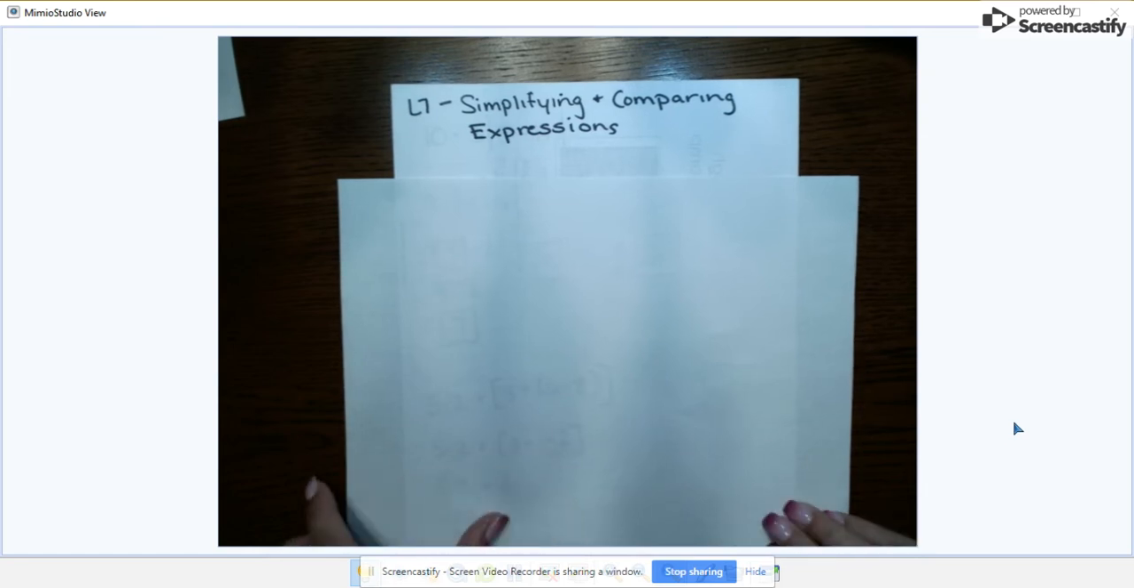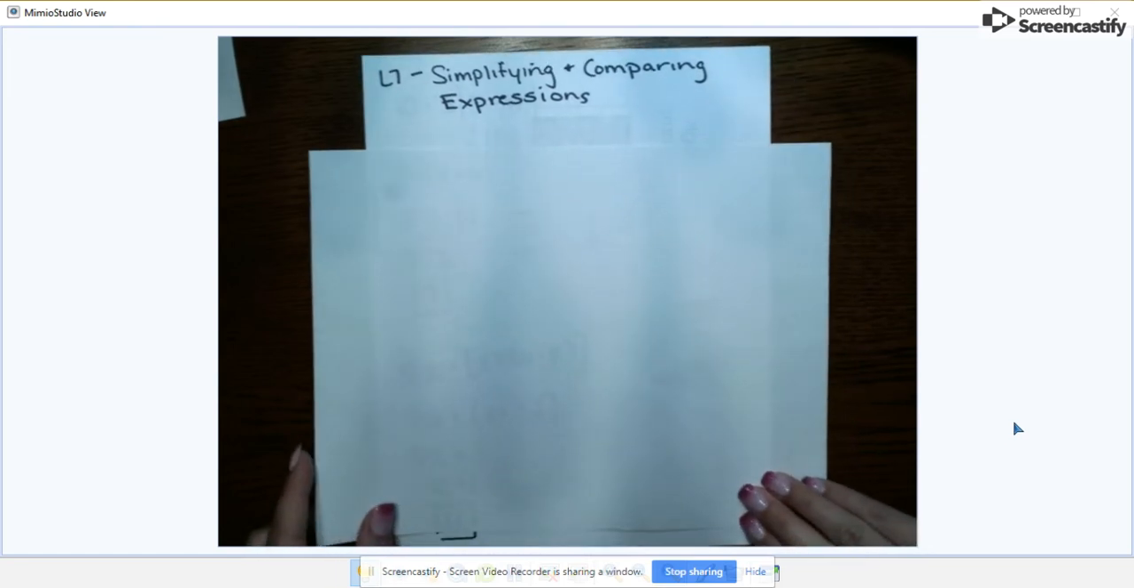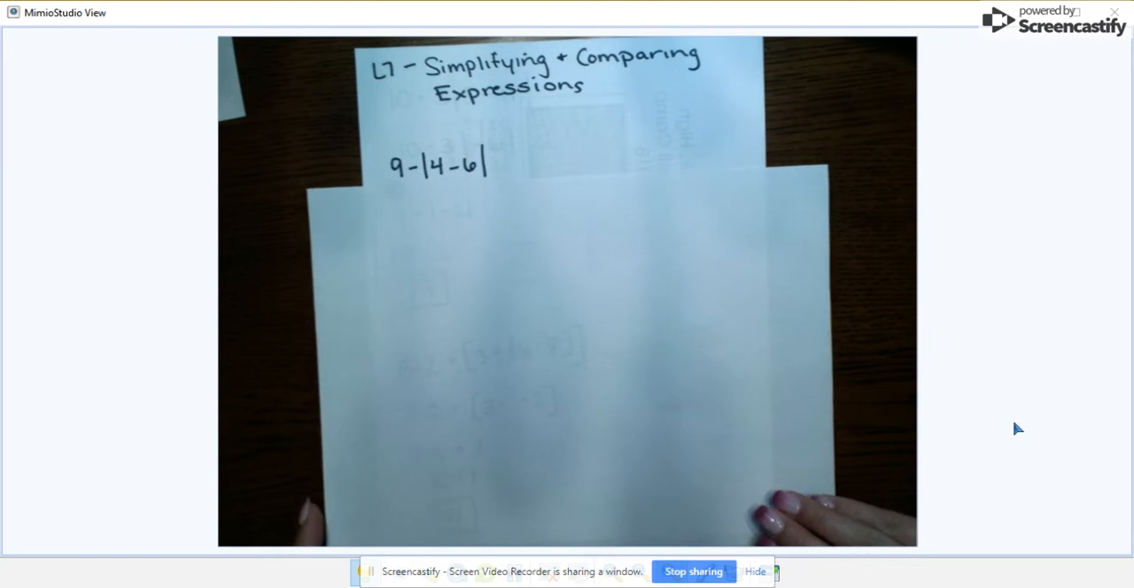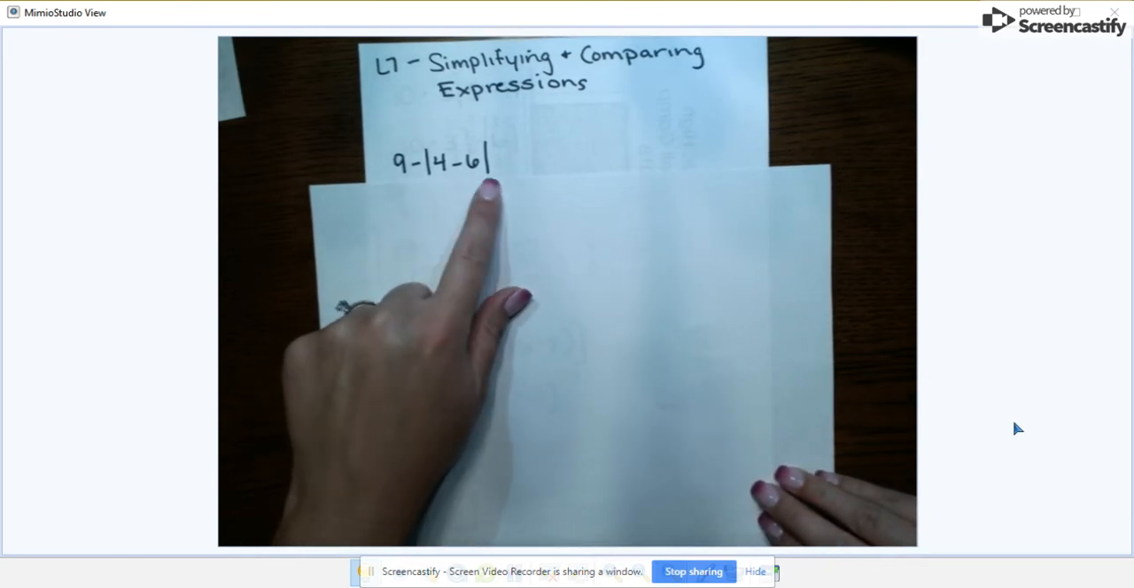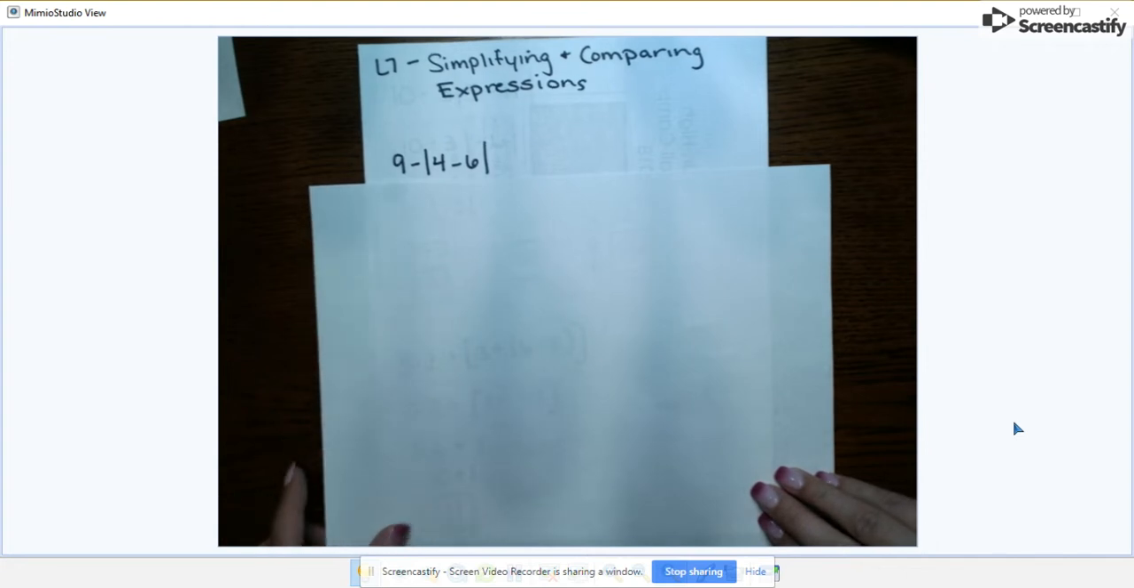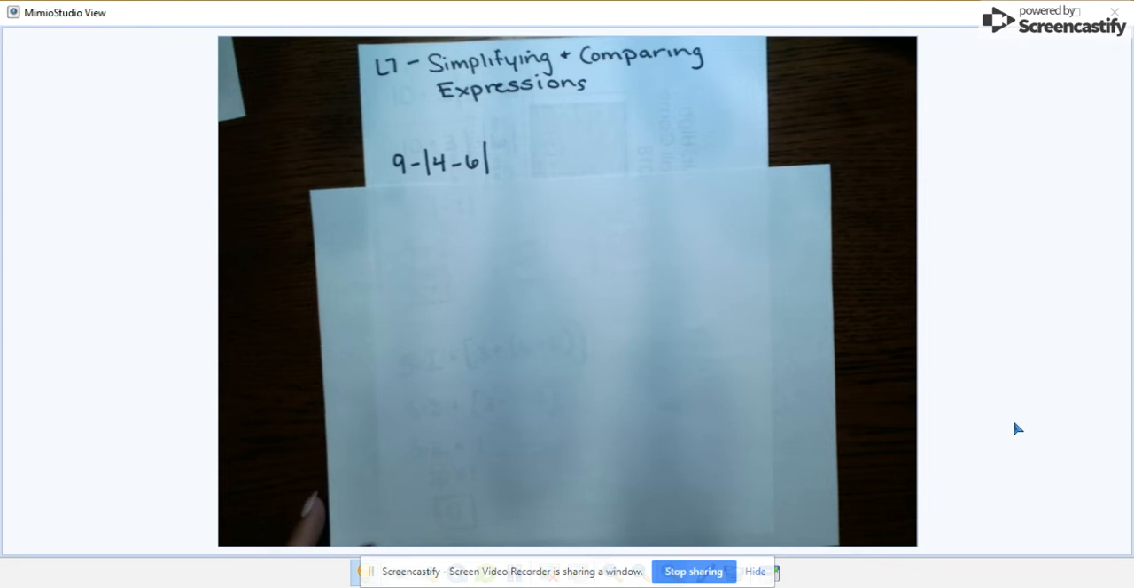Hello, today we're going to simplify and compare expressions. So we'll be given different expressions that look something like this. We'll have some sort of brackets that we need to utilize, and then just simplify down to a single number. So following order of operations, we know we need to do those grouping symbols first.